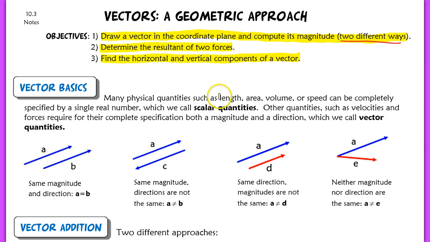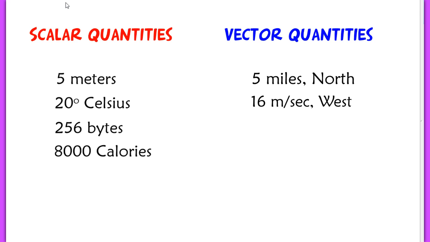Many physical quantities such as length, area, volume, or speed are represented by a single real number that we call scalar quantities. Other quantities like velocities and force require that you specify both a magnitude and a direction, and we call those vector quantities. To help wrap your head around the idea of scalar versus vector quantities, I have a list of scalar quantities. Here's just a few: 5 meters, 20 degrees Celsius, 256 bytes, 8,000 calories. Each of these is a different number that represents a different type of quantity, but it's just one real number that can describe that quantity.